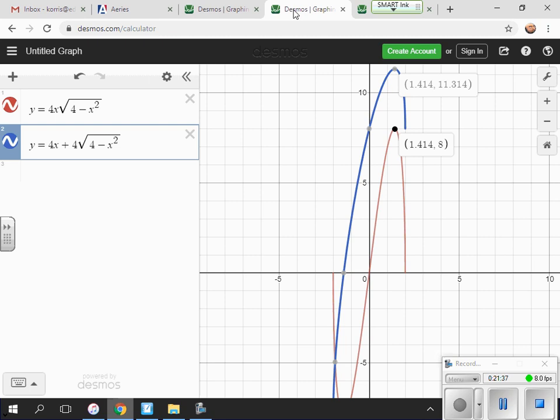So I have up here both graphs. The one in red is the area. The one in blue is the perimeter. Yes, the maximum area and maximum perimeter both happen at the same x coordinate. They're not the same y coordinate. The perimeter and the area are not equal to each other, but they do happen at the same x coordinate.